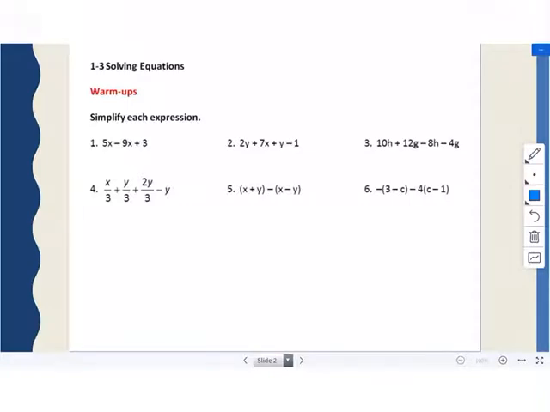simplified answer. So if we have 5x minus 9x plus 3, we'll combine like terms. So 5 minus 9 becomes negative 4x plus 3. Two y plus 7x plus y minus 1. Well, 2y and y becomes 3y plus 7x minus 1.